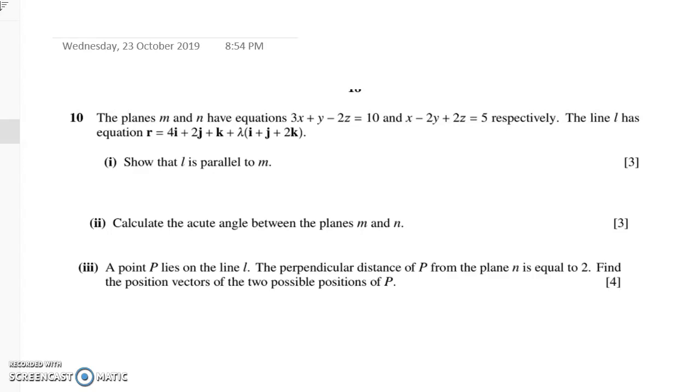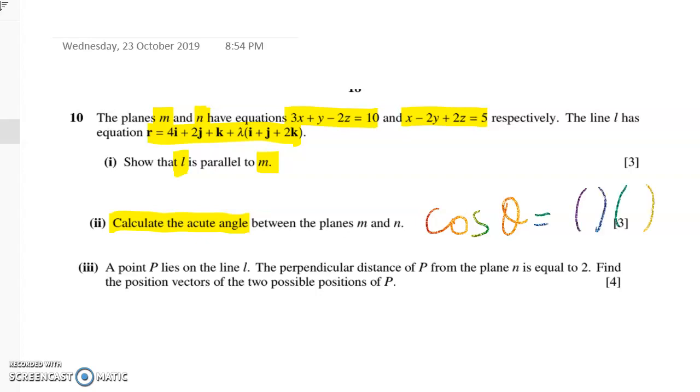Right, so we start off being given 2 planes and a line. So we've got planes M and N. The equation for M is this one, and the equation for N is this one. And here's the equation for the line. So the first thing we have to do is show that that line L is parallel to M. Then we have to find the acute angle between 2 planes. So for that one, we should be thinking about the normal vectors to the planes, and then cos theta equals this, the dot product divided by the 2 magnitudes.